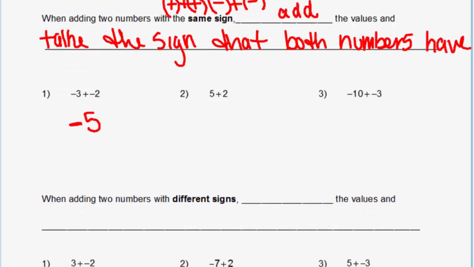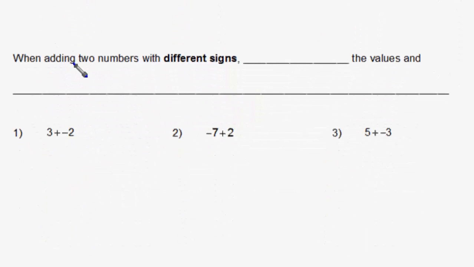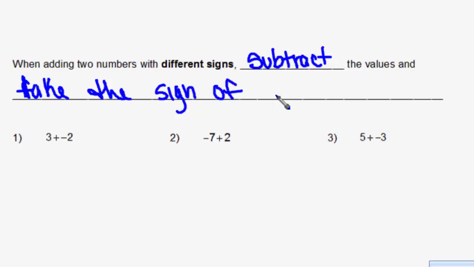All right, moving down below, this is our second rule. Second and last rule for adding. When you have two numbers that you're adding together and they have different signs, I know this is going to sound strange, but you're actually going to subtract those two numbers and you're going to take the sign of the bigger number.